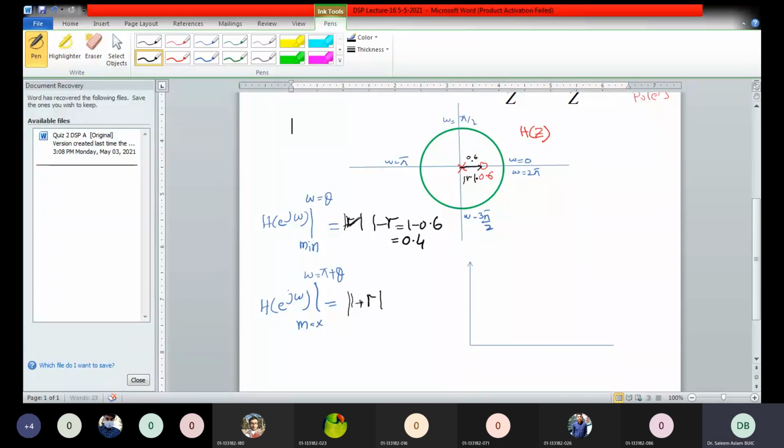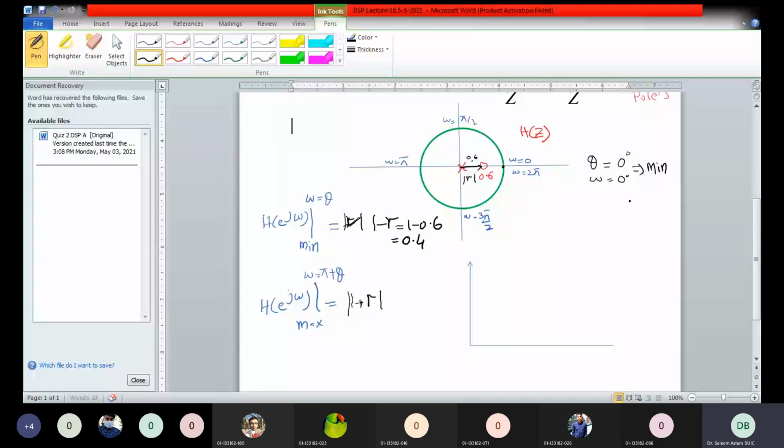So what is the value of theta here? Theta is 0 here. Theta equals 0 because it is lying on the real axis. So what about the value of omega at the same location? Because omega is equal to theta, it means that omega is equal to 0. You have a minimum value there. Min. What about the maximum value?